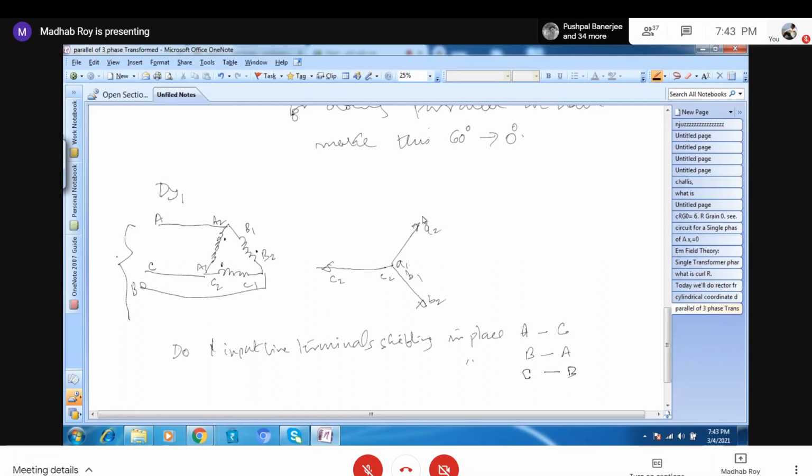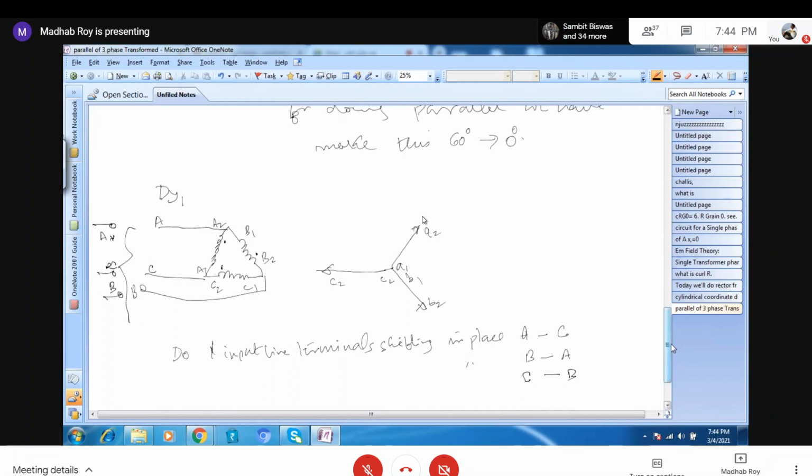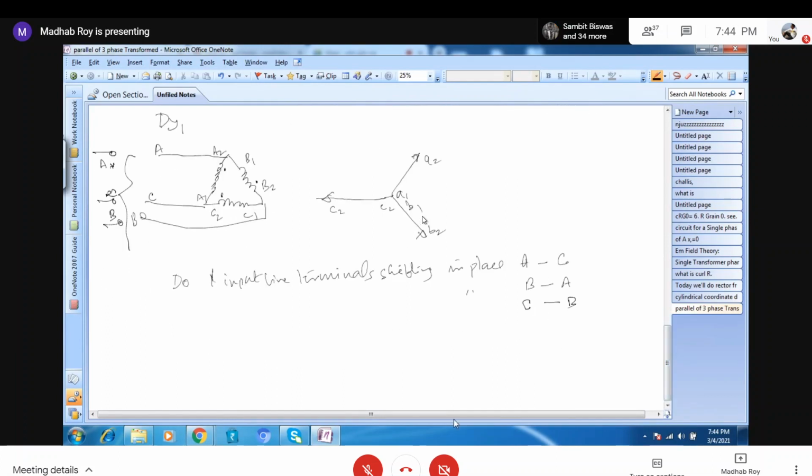This input line is coming from here, okay? ABC, sorry, ACB. So in place of A, we are connecting C. In place of B, we are connecting like that. So then what will be the phasor, the secondary phasor? Can you say what will then be the modification?